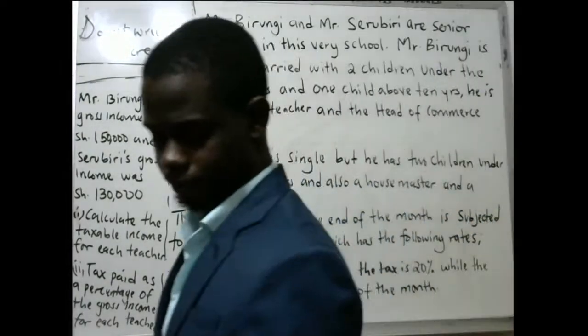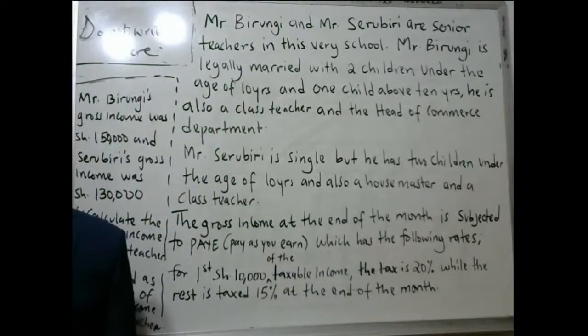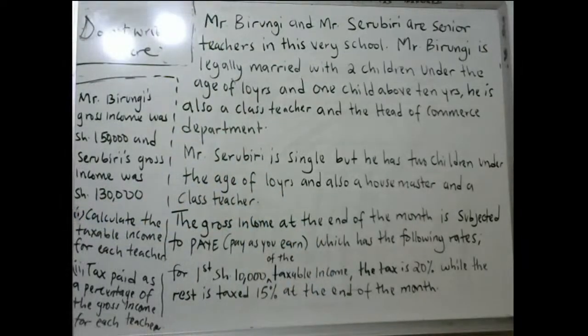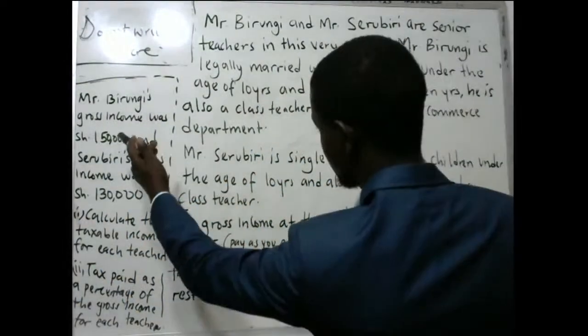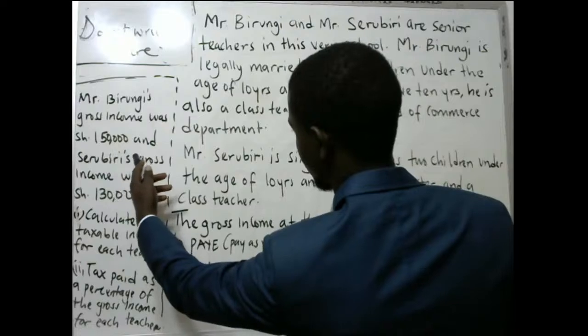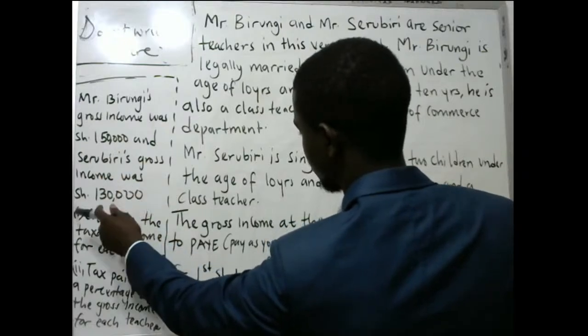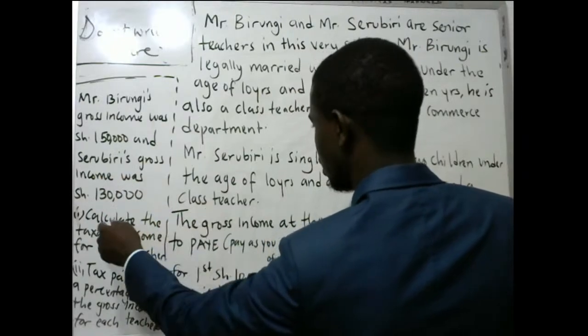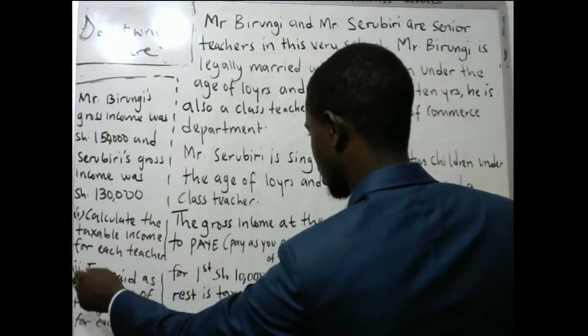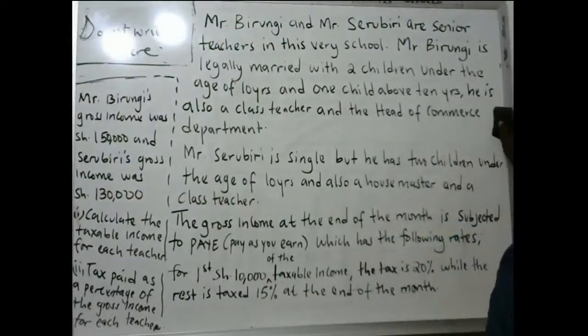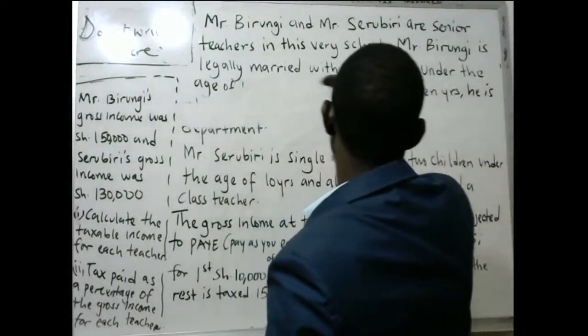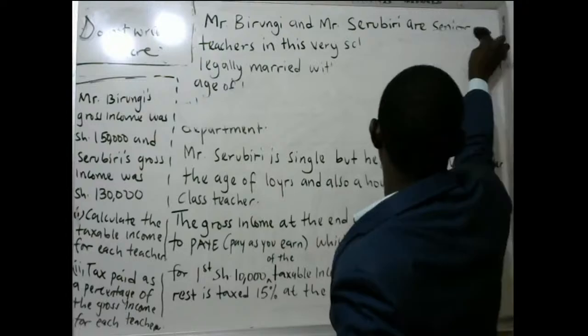Okay, so we are going to look at the solution. I hope you finished writing this. Mr. Birungi, also the questions. Mr. Birungi's gross income was shillings 150 and Serubi's gross income was shillings 130. Calculate the taxable income for each teacher. Tax paid as a percentage of the gross income for each teacher. So those are the questions that they want us to answer.